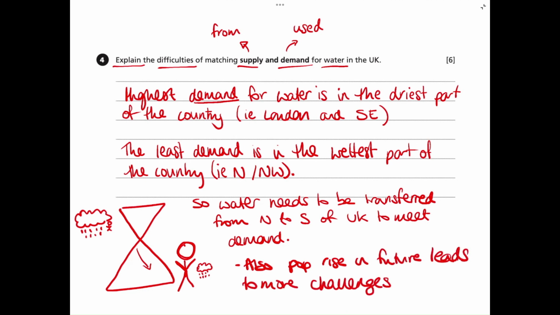So let's look at how many marks we've got. We've got that the highest demand for water is in the driest part, which is London and the southeast. The least amount of demand is in the wettest part. We've got examples such as the north and northwest. Therefore, water needs to be transferred from the north to the south, and then also population rise may lead to more challenges. This is giving us 6 marks.